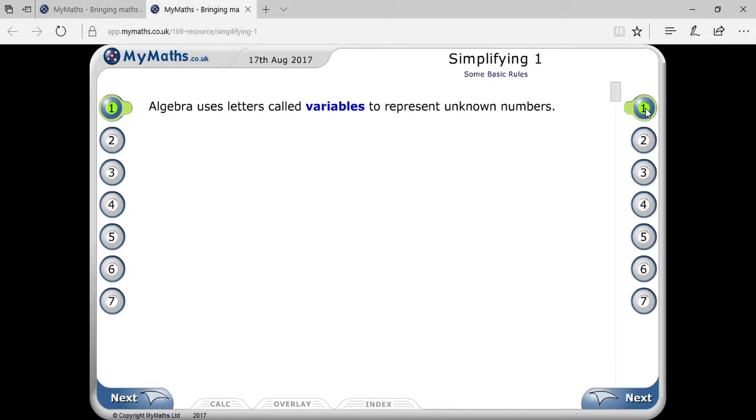Here you can see on your screen clearly: variables, that means algebra uses letters called variables to represent unknown numbers. Unknown numbers mean numbers whose value isn't defined. If you think about numeric values, like 10, 20, 30, 40, there is a specific value given in your question. But if a variable is given, you don't know what value you have to plug in there or what value it should be. So let's start.